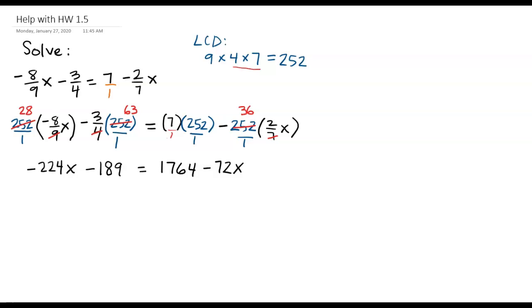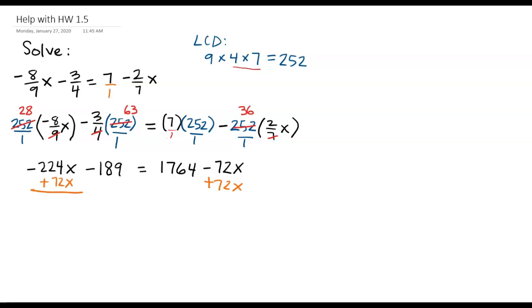I can totally solve something like this. I've done it lots of times before. So I need to get all of my x's on one side of the equal sign and my numbers on the other side. All right, so I'm going to choose to move my x's so they're together over on the left-hand side. So when I do that, I'm going to add 72x to both sides.